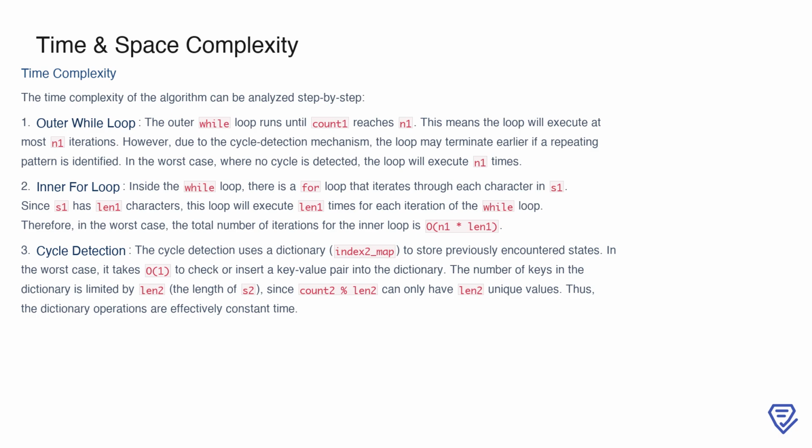Additionally, the cycle detection process uses a dictionary called index2_map to store previously encountered states. Each operation, whether checking or inserting a key-value pair into the dictionary, takes constant time, or O(1). Since the dictionary only needs to store a maximum of len2 unique keys, where len2 is the length of S2, the dictionary-related operations remain efficient and contribute minimally to the overall time complexity.